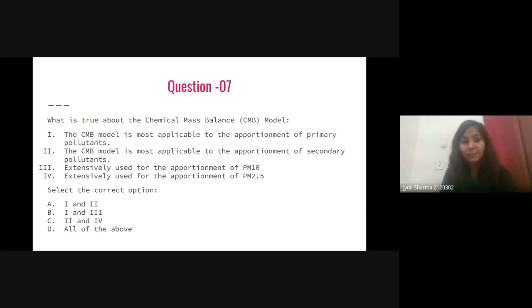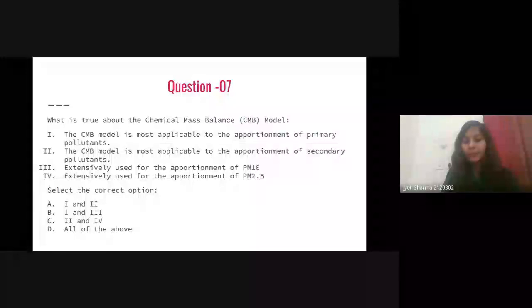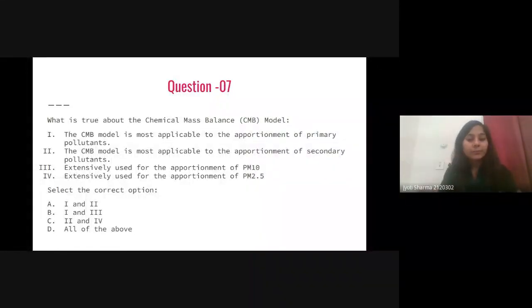This is not that much logical. This is a mug-up type of thing, because whenever you read about this chemical mass balance model, then only you will get the characteristic feature of this model. I don't have any expectation that you will give me the correct answer, but still you can guess something. What should be the answer?